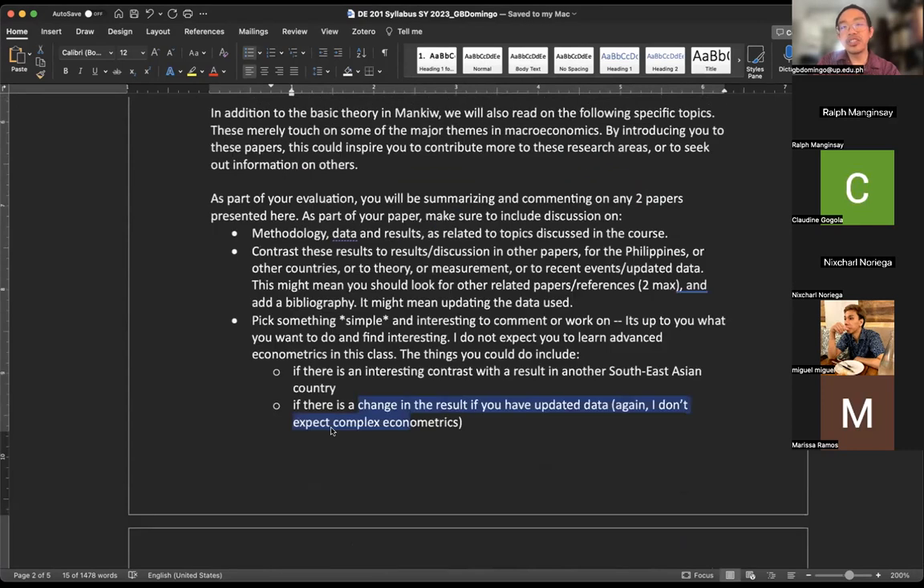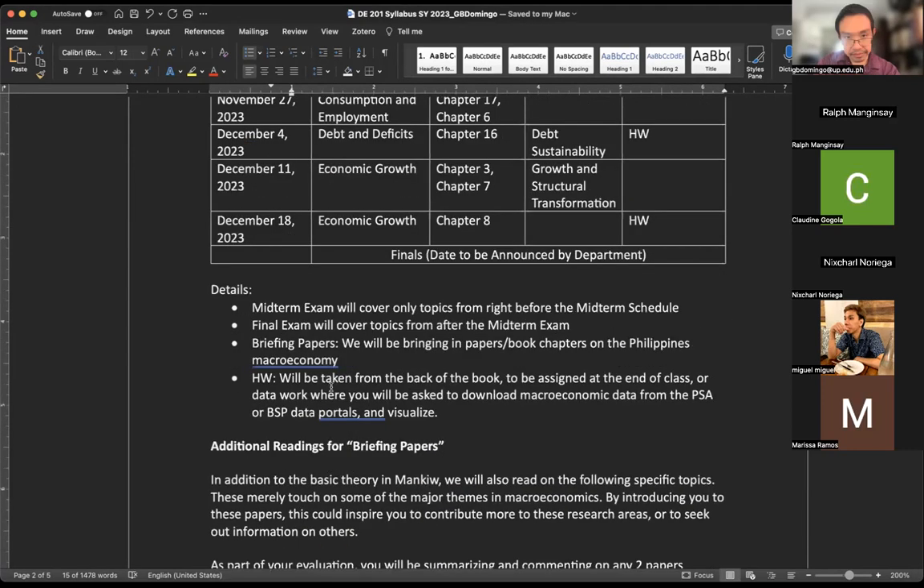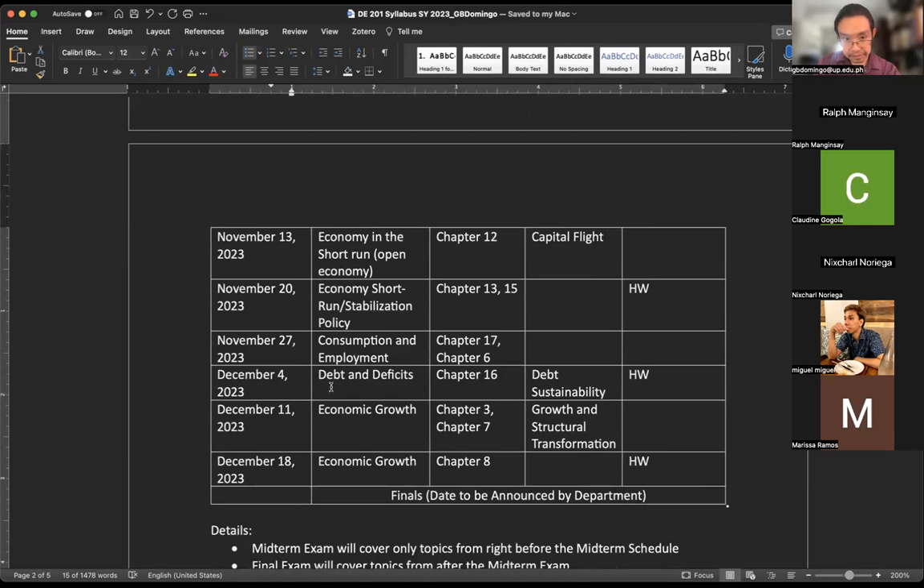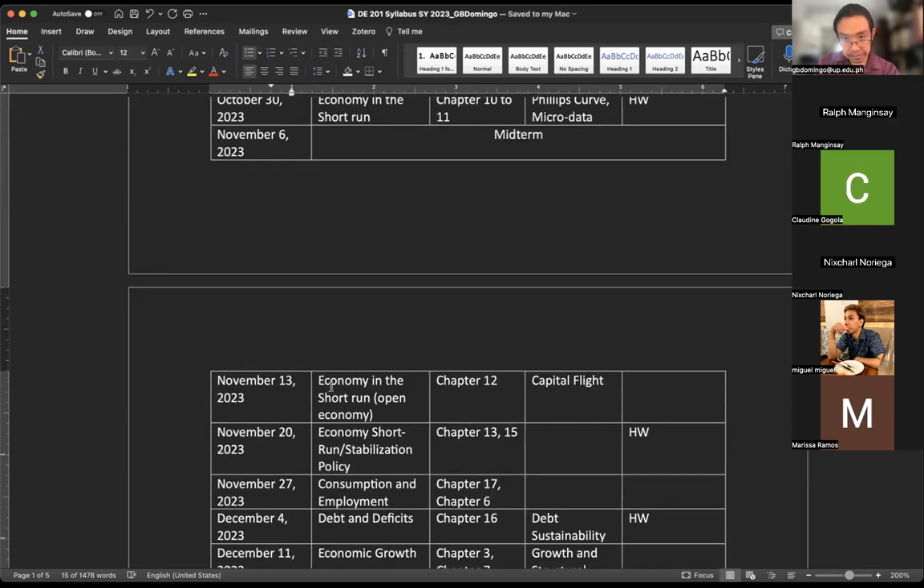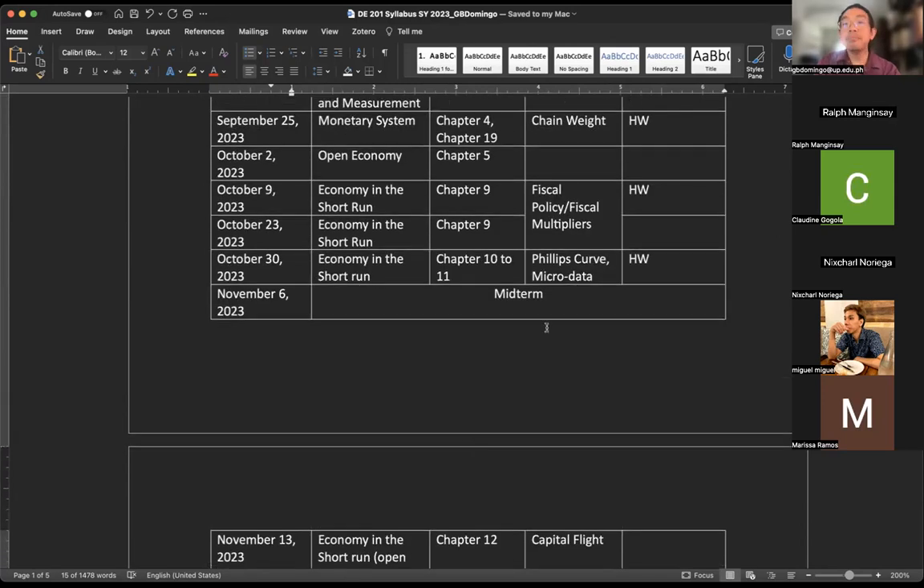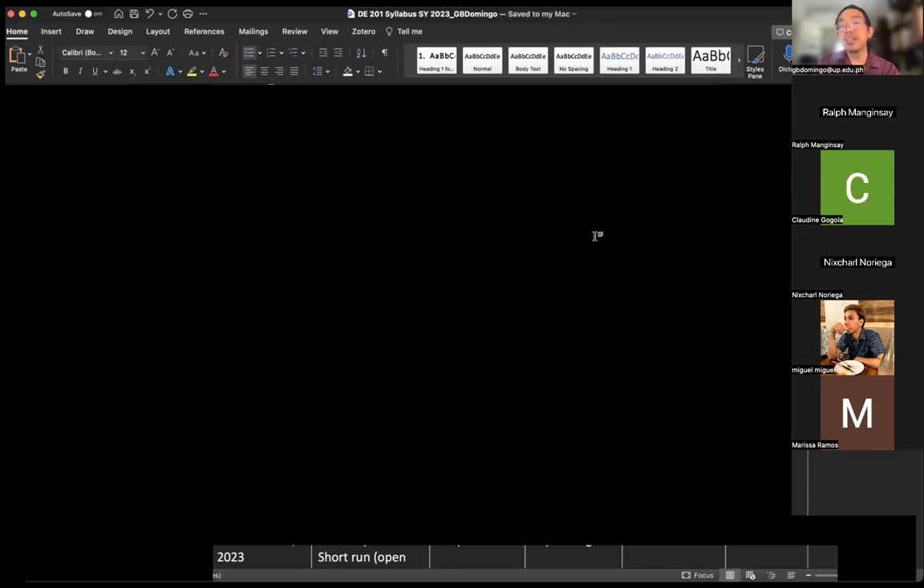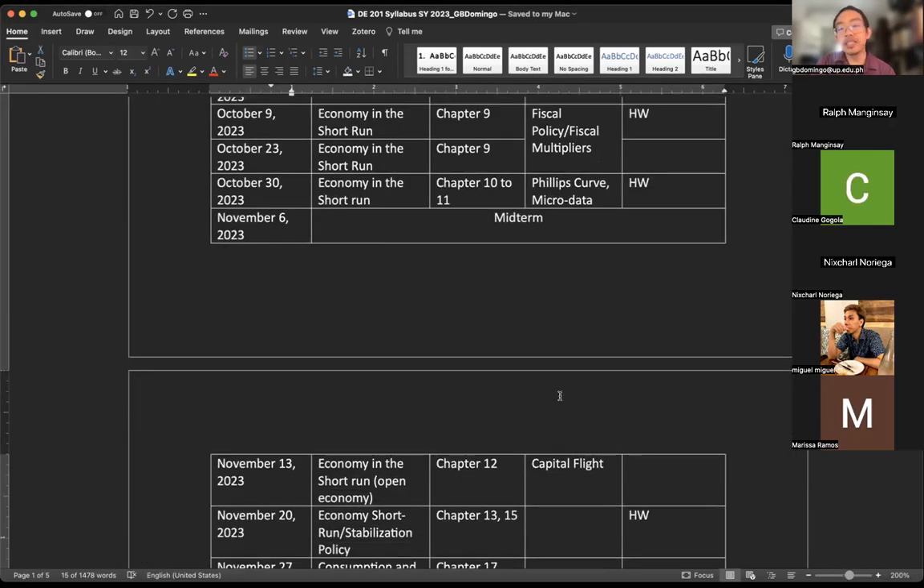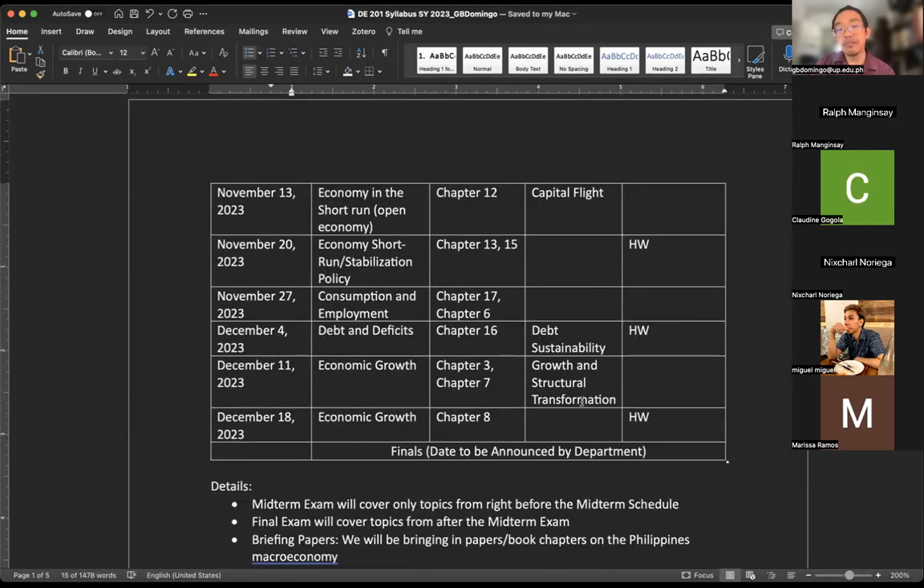So let's go back to the schedule. The ones for the midterm are the chain weight, the papers on fiscal policy and fiscal multipliers, the papers on Phillips curve, and the microdata topics on sticky prices, sticky wages. So that's for the midterm. And then, of course, for the final, ibang set naman. You're expected to grab a paper from these.